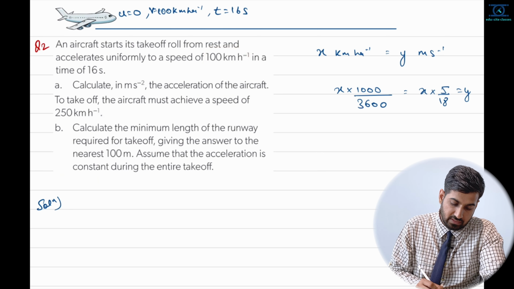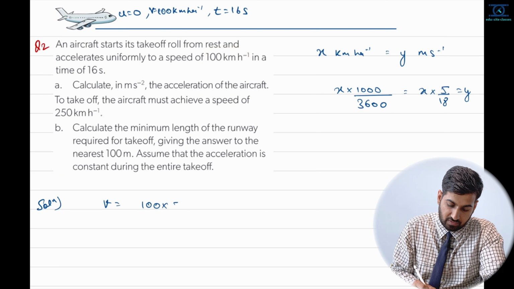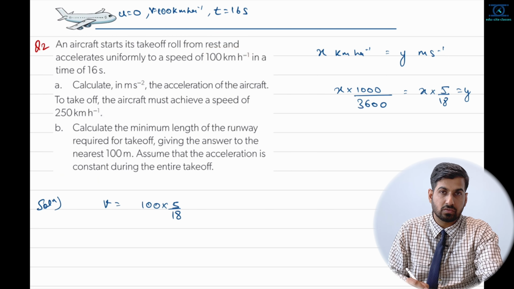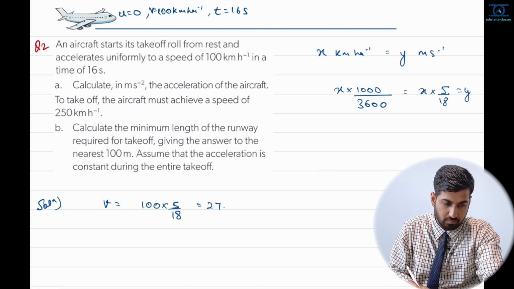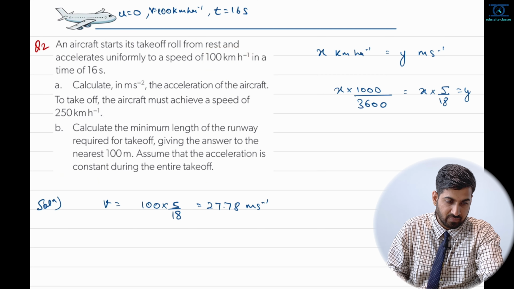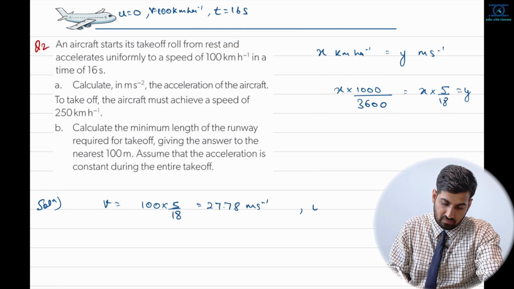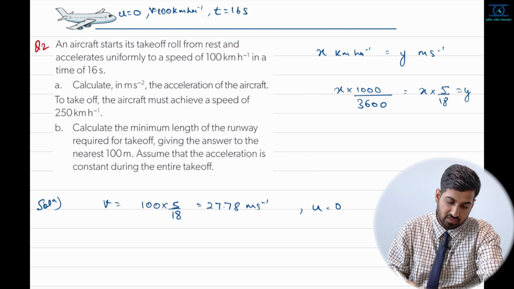So simply, if it is 100, I can say the final velocity will be 100 times 5 by 18. I have done the calculation already, which equals 27.78 meter per second. Okay, and the initial velocity is 0. So the time is already given.